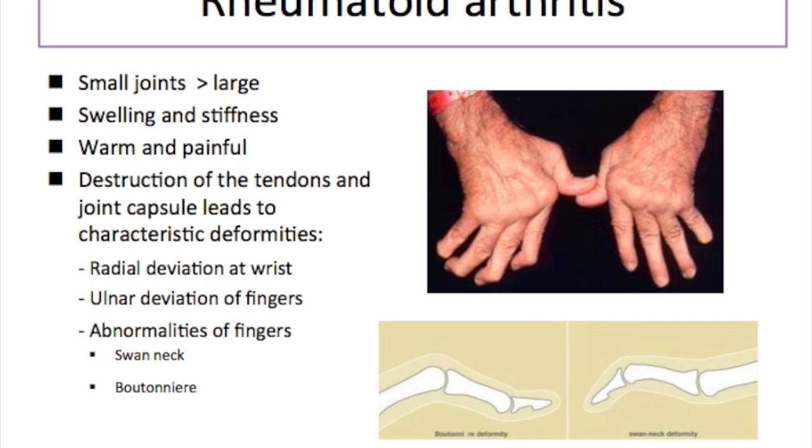What you see is destruction of the joints. So the classic deformities seen in rheumatoid arthritis are due to destruction of the tendons and joint capsules that stabilize the joints, leading to the classic radial deviation at the wrist and ulnar deviation of the fingers. It all, of course, starts with swelling and stiffness, warmth and pain. Unlike in osteoarthritis, it's usually the small joints that are affected.